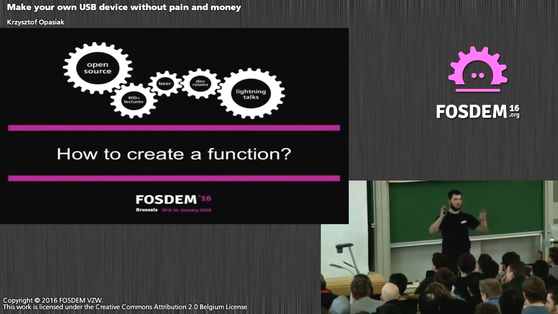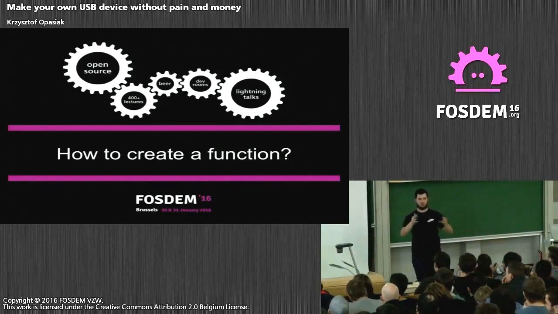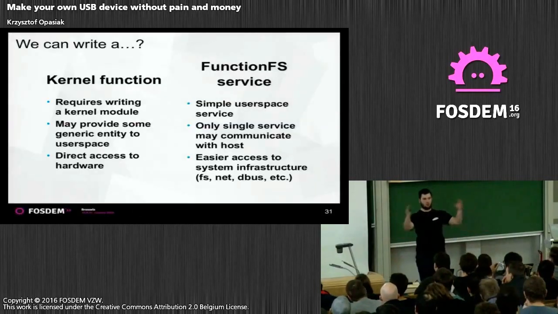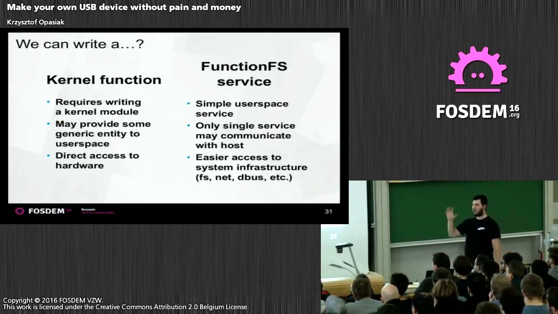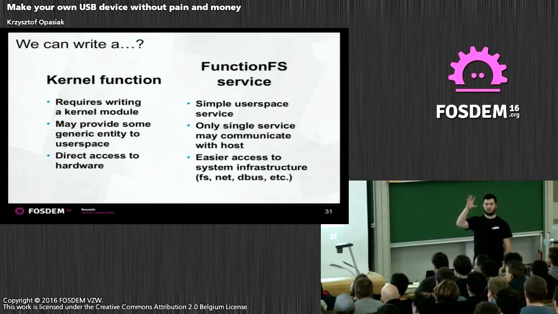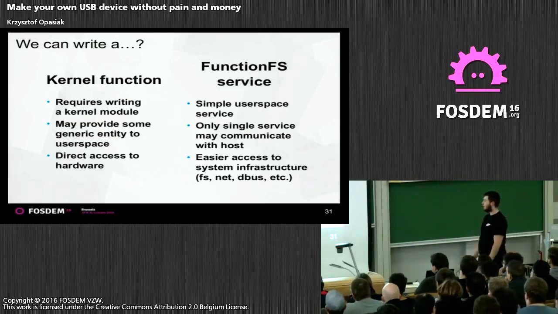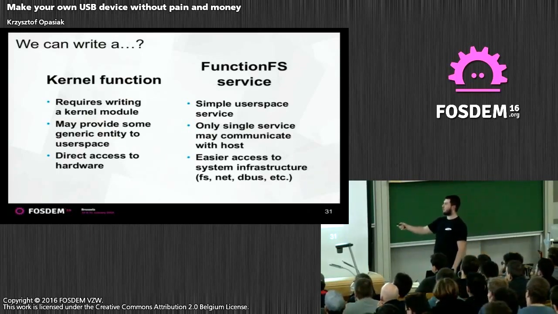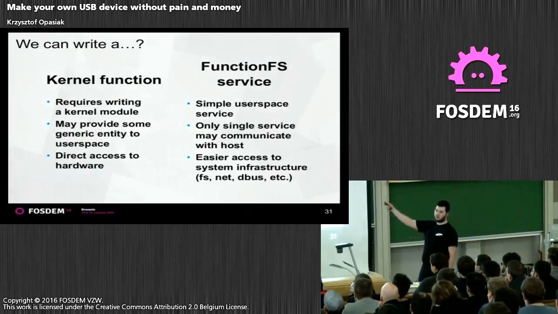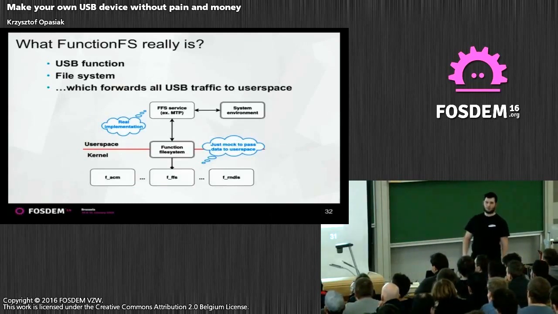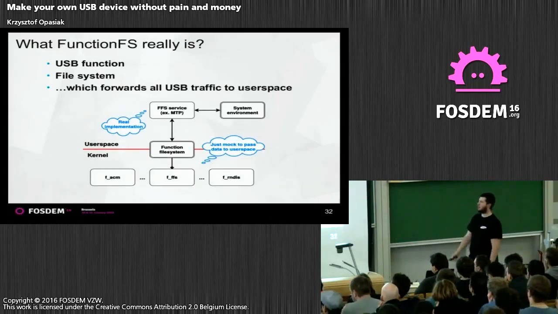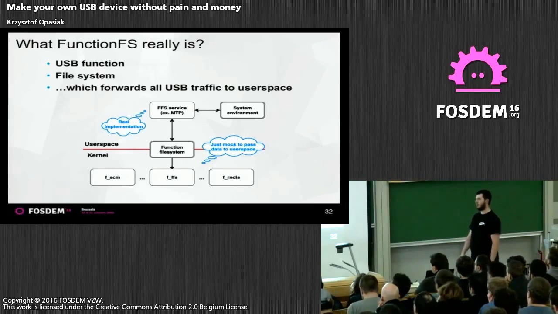Okay. What we have done, we have used already out of the box blocks from the Linux kernel and just put them all together and composed a device. What we can do in the other case, we can write our own block, so our own function. We have two options to do this. We can write a kernel function, so it will be alongside all the other functions, or we can use functionfs. What functionfs really is?